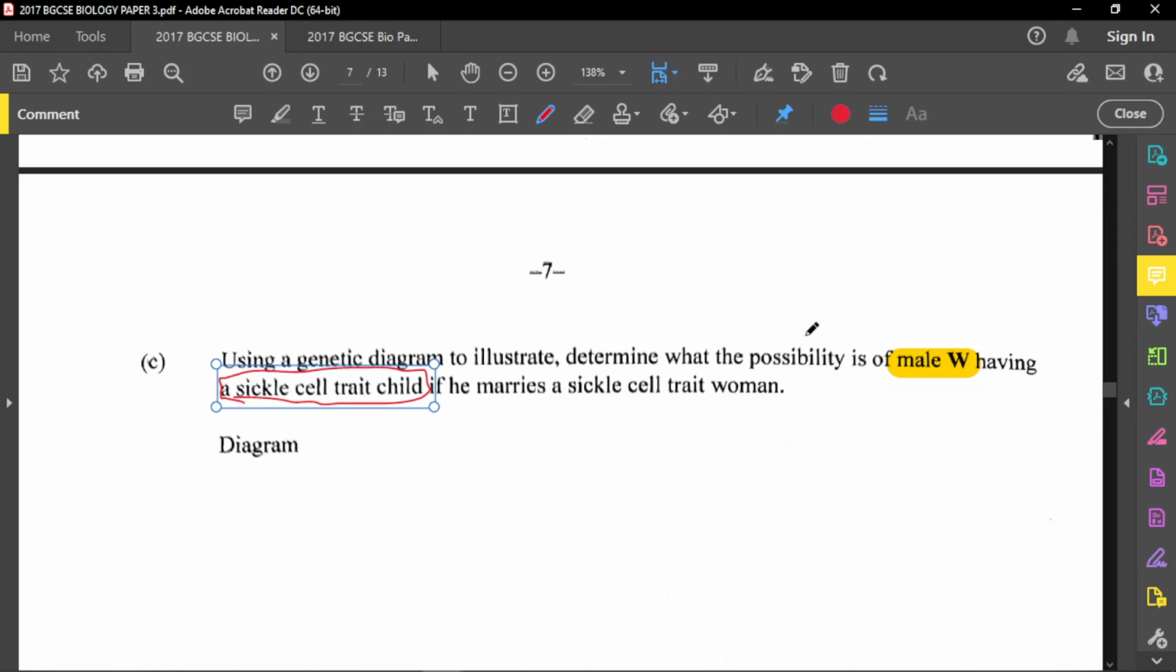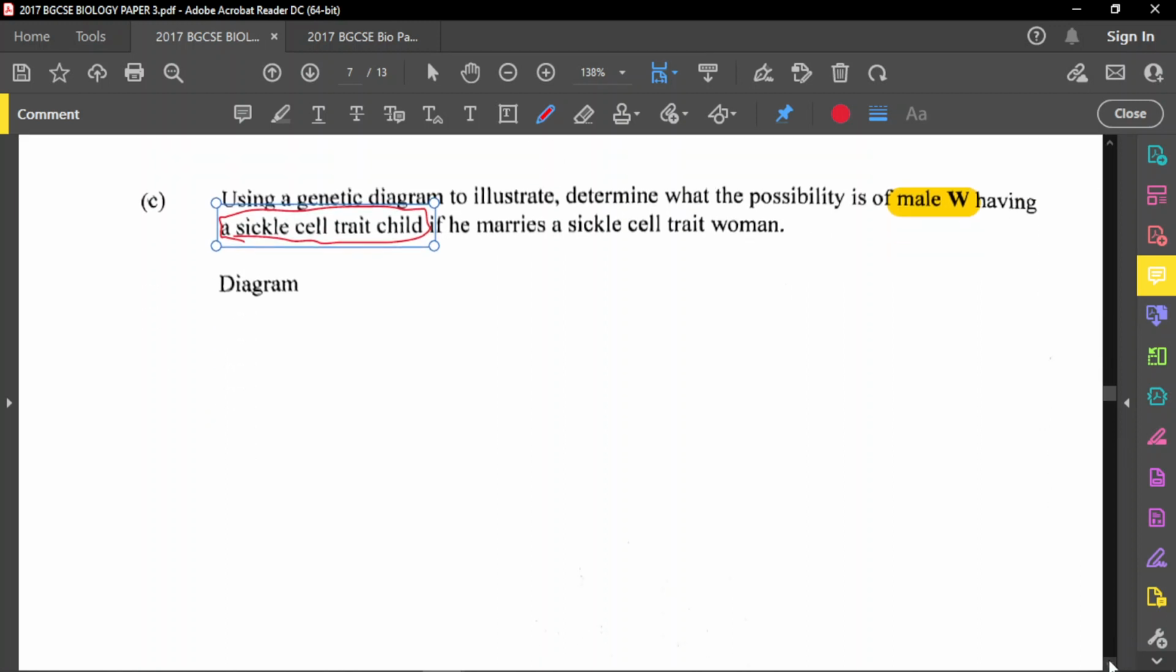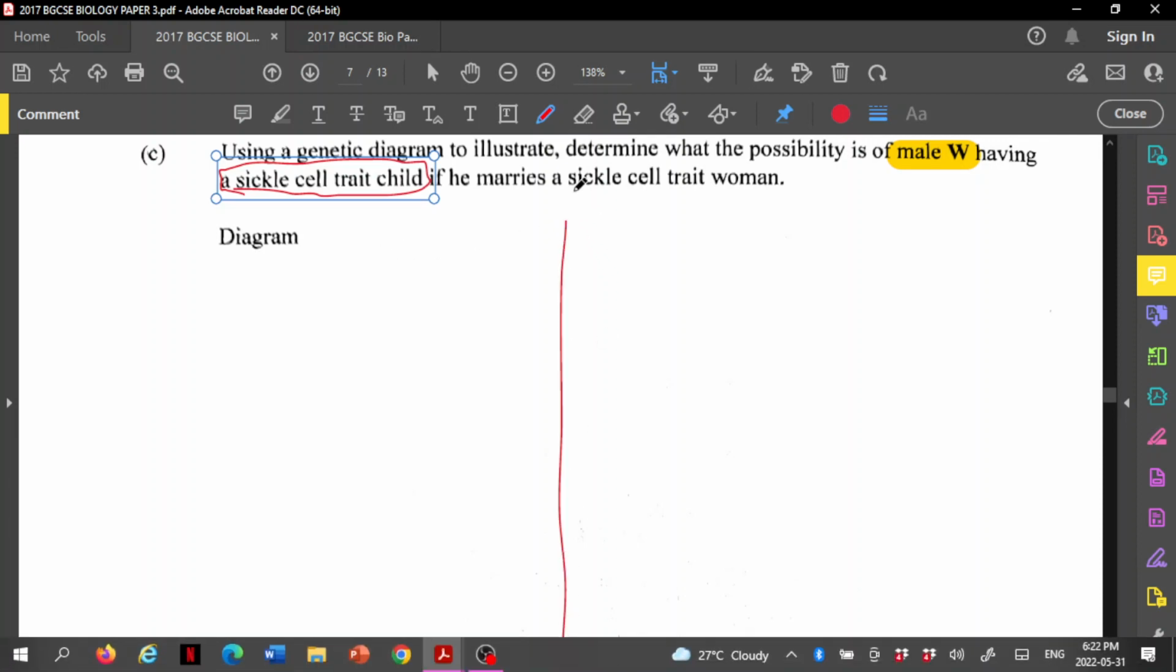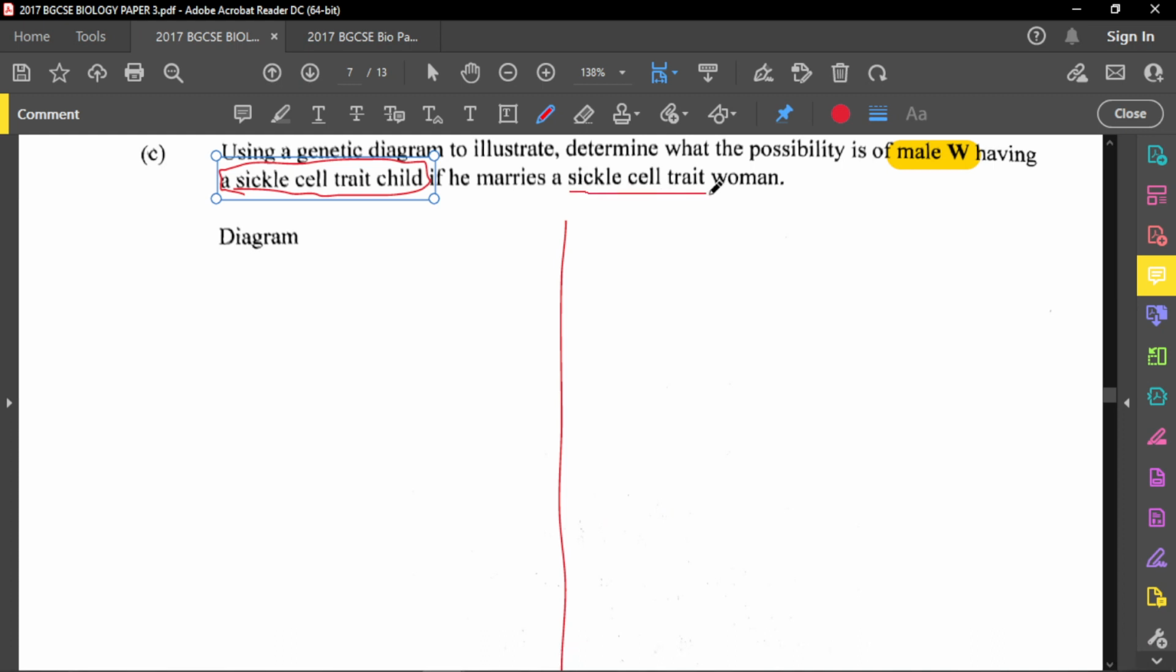But as I'm saying to you, there's no male W. Males can only be of two different types, so let's see what males we can have. The only thing we're sure about is the female. The female has sickle cell trait, so she is an uppercase H and lowercase h. That's the only thing we're sure about.